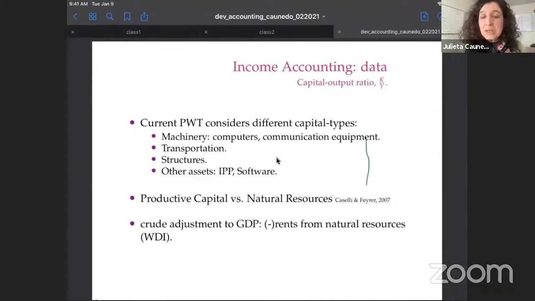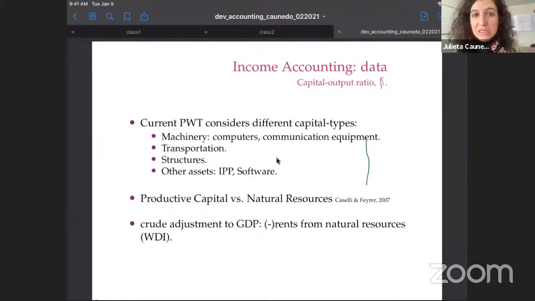The reason why I'm highlighting computers and communication equipment and IPP and software is because these are types of equipment that, particularly since the 2000s, have had rapid changes in the adoption of this type of investment and in the prices, and are potentially important in the economy, at least in developed economies, and in the economies that are coming up. If you go to the data set that Richard also mentioned last week, the total economy data set, you're going to see that you have different time series for capital for what is called communication equipment, ICT equipment, and non-communication equipment, okay?